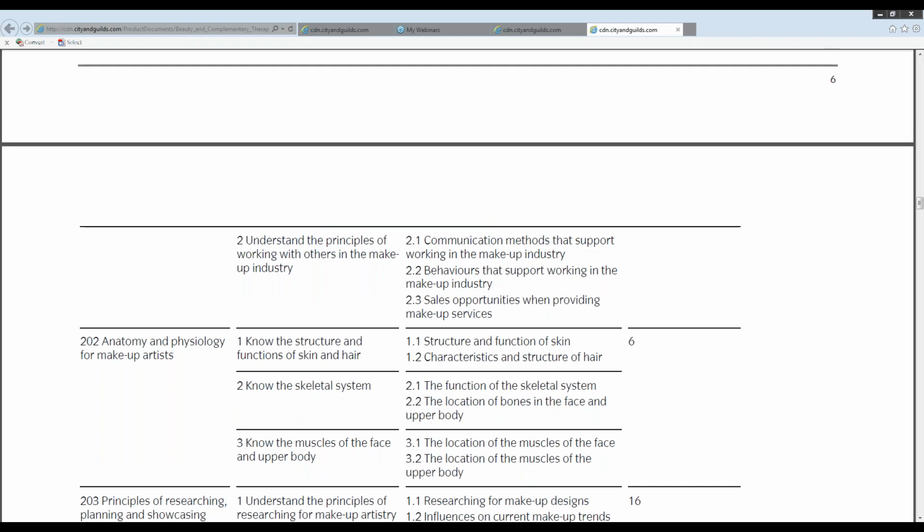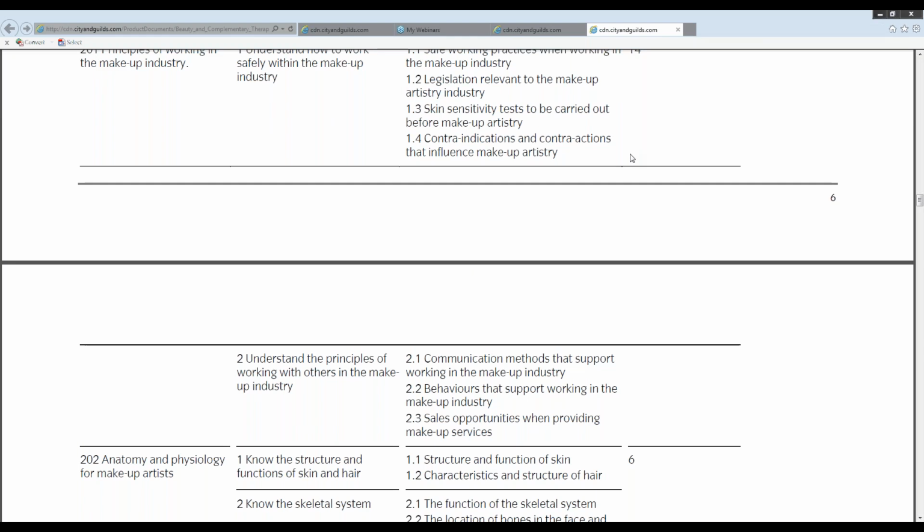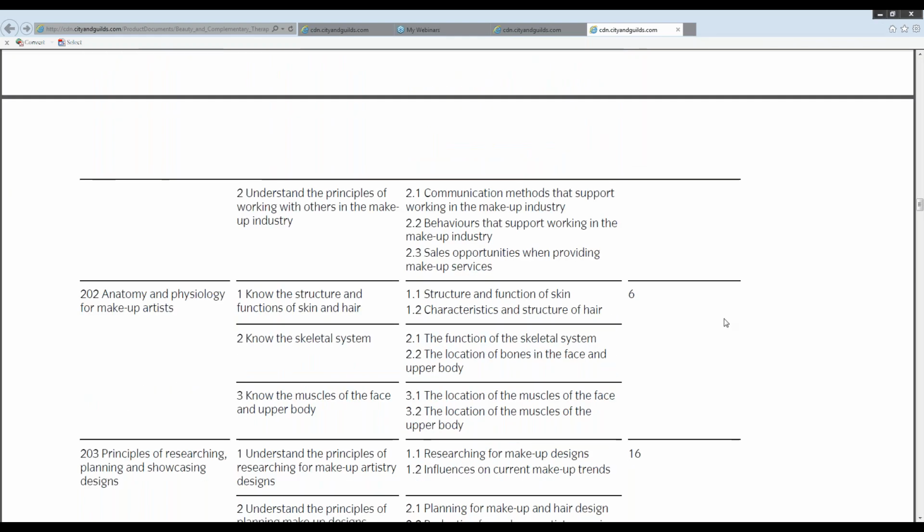But we can see here now that actually in that lesson I've got to concentrate on the principles of working in the makeup industry because it's worth 14 marks. Yes, I'm still going to cover the A and P, but we can see here that it's only going to be 6 marks. If we were to look at a beauty therapy exam guide, you will see that the A and P for beauty therapy will be much higher. So each area, each qualification, we've looked at what is going to be the critical knowledge of a makeup artist.